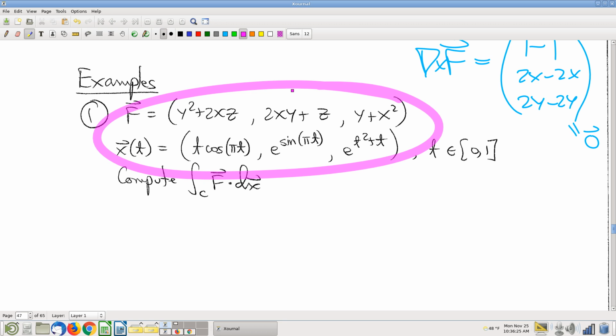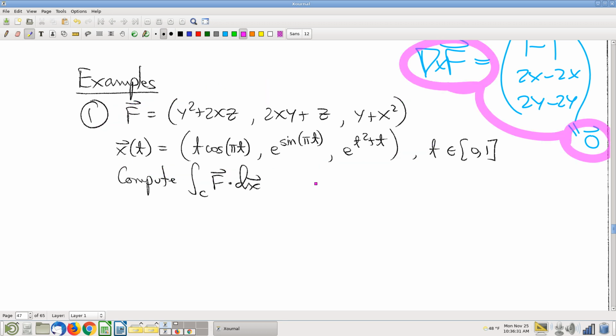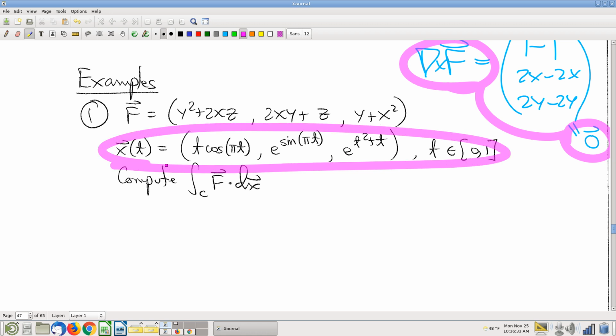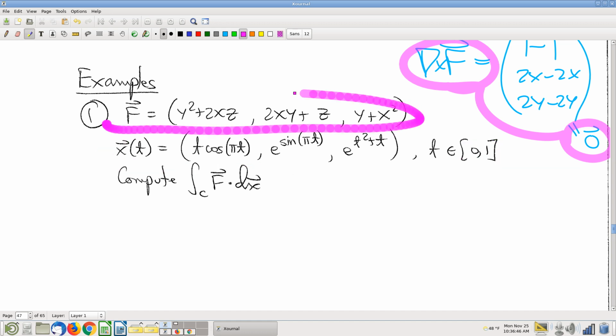By the way, path independence is an option, right? We know curl is 0, so I could conceivably use path independence. I could take this path and replace it with another, easier path. But as we discussed when we were talking about path independence, anytime you could use path independence, you could also just use the fundamental theorem. And the anti-gradient's going to be nice and easy here.